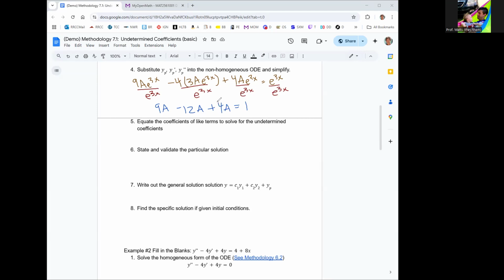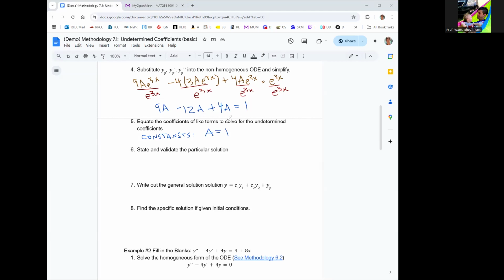Once the exponential is gone, this equation may have constant terms, linear terms, quadratic terms, etc. The number of different types of terms will match the number of different undetermined coefficients. If you only have one undetermined coefficient, then you probably just have an equation for your constants, like we do. In that case, it is just this equation, 9A minus 12A plus 4A, and that ends up telling you that A equals 1.